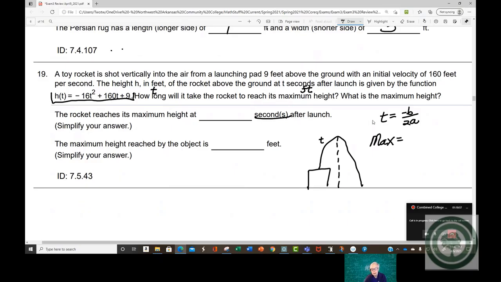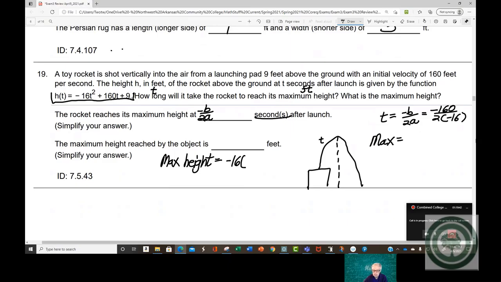So first we're going to find T, and that's going to be the time in seconds at which the rocket reaches its height. So this is going to be negative B over 2A. And this is going to be the max height, which is going to be negative 16 times whatever that is squared. So I'll just leave it for now.